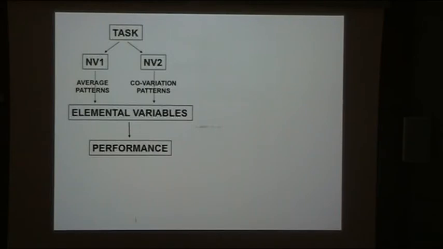So this is a more schematic picture: when you have a task, you manipulate 2 types of neural variables. One of them defines average patterns of your elemental variables, and the other one defines correlation patterns of those elemental variables. So one of them will define what the system does, and the other one defines how stable what the system does is going to be.